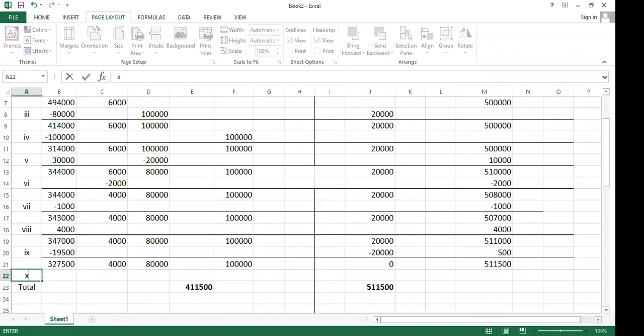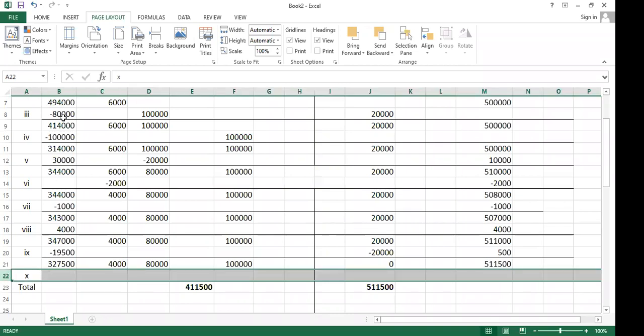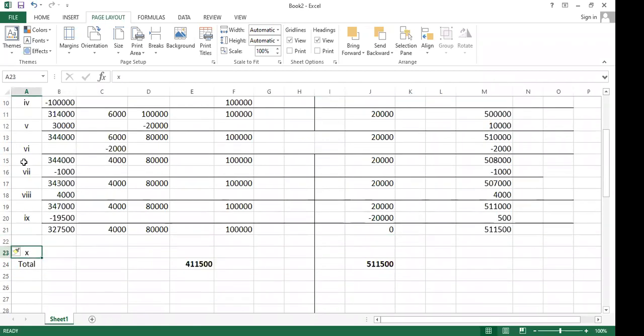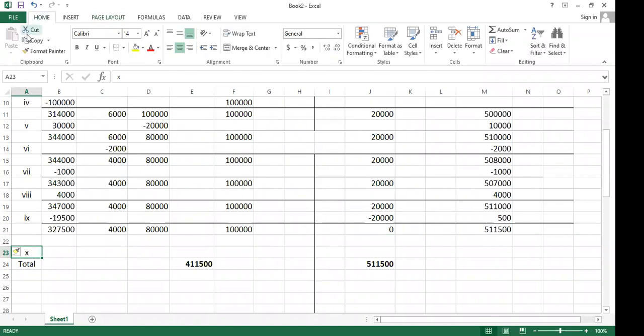The last one is 10. Are you clear on this transaction? Yes, sir. Okay. This 10: withdraw inventory for personal purpose by the owner, worth 6,000. Withdraw 6,000 inventory for the owner's personal use. Reduce the inventory and reduce the owner's equity because he withdrew this amount for personal use.